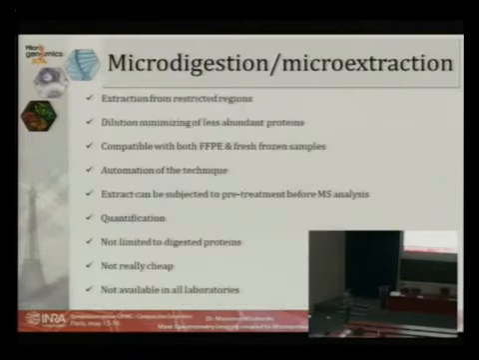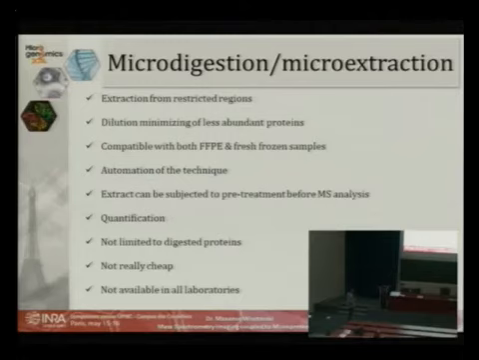Okay, just to conclude for these techniques, you can extract molecules from a restricted region, and it minimizes the dilution that you can obtain from the presence of highly abundant proteins. I have not mentioned it, but the first part with the rat brain was done on fresh frozen samples, and the clinical application was done on formalin-fixed and paraffin-embedded tissue. It's compatible with both.